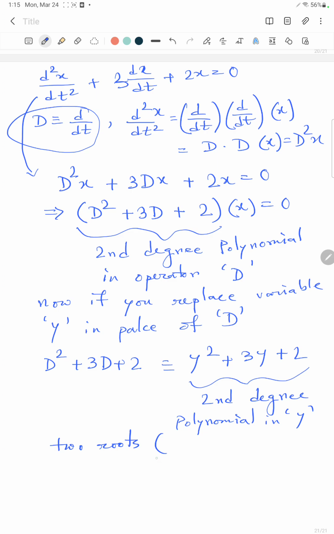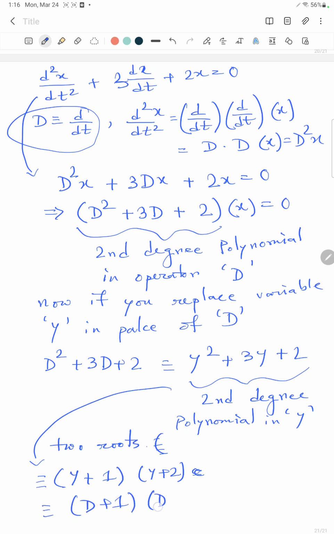And due to the fact that this second degree polynomial will have at least two roots, we can further break it down into first degree polynomials. In this particular case, we can write it as (y plus 1) into (y plus 2). So essentially, in place of D you replaced y, and that gives you this. Again, in place of y, if you replace capital D, that gives you (D plus 1) into (D plus 2).